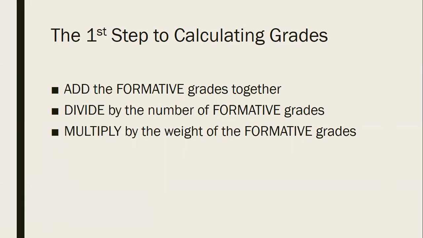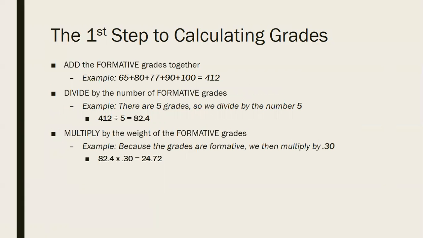So let's go through the first one, which is formative. Here's an example right here. We add the formative grades together. So let's say this student earned a 65, 80, 77, 90, 100. We add all of these grades together and we get the number 412. Then we divide by the number of formative grades. So we see here we have 1, 2, 3, 4, 5 formative grades. So we're taking the 412 and we're dividing by 5 because there's 5 formative grades. And then we get the number 82.4.